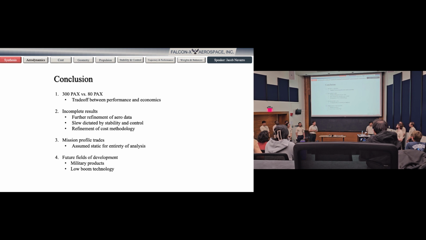We do have some incomplete results. We need to further refine our error data and methods. Also, we need to do the same for stability and control. Everything's dictated by slewing configurations, so we need to analyze that in the future. You could also examine mission profile trades. We assumed the mission profile was static for the entirety of the analysis, which in reality, if we were operating on our own parameters, we could analyze those trade-offs, but for now, we did what was provided at that range.